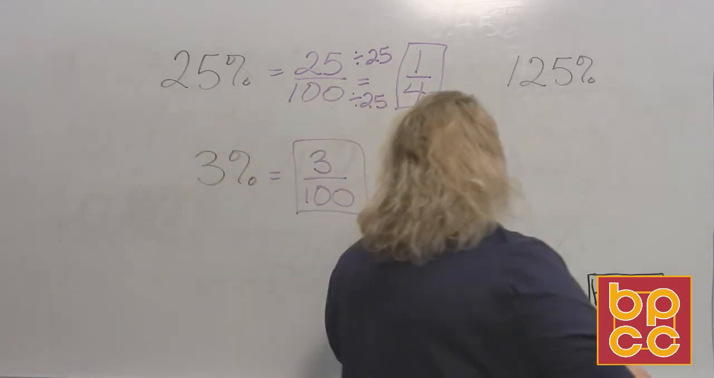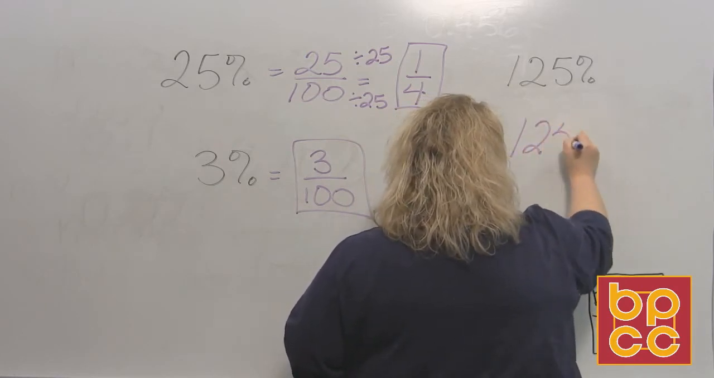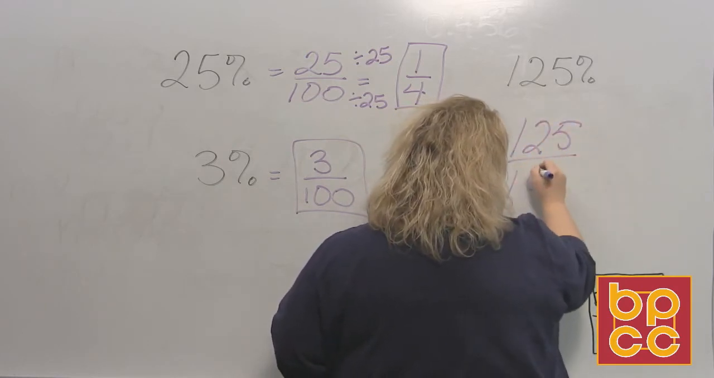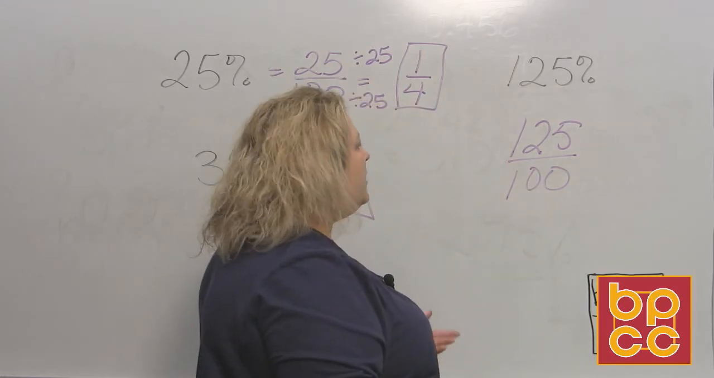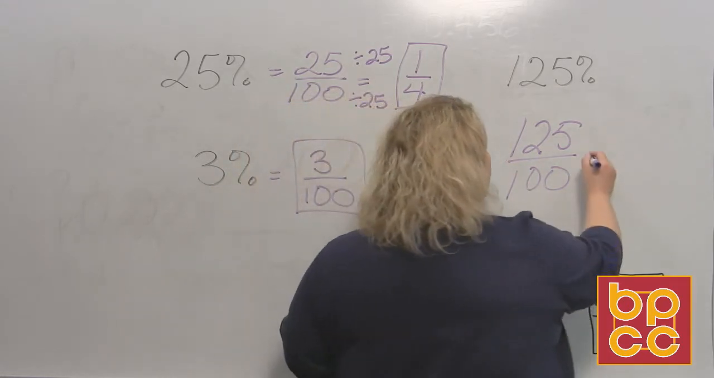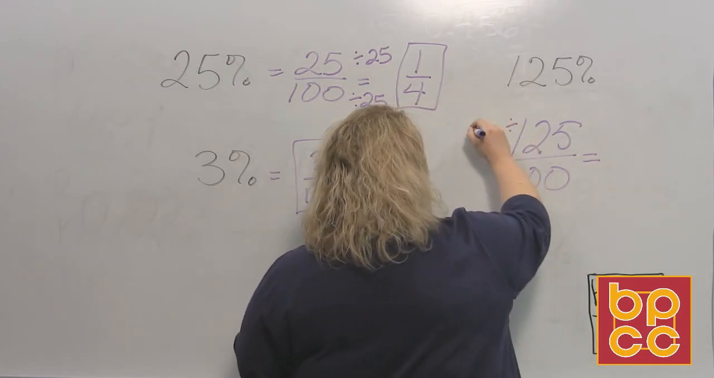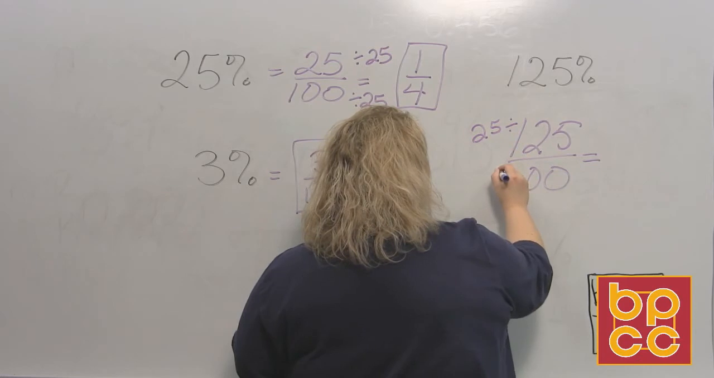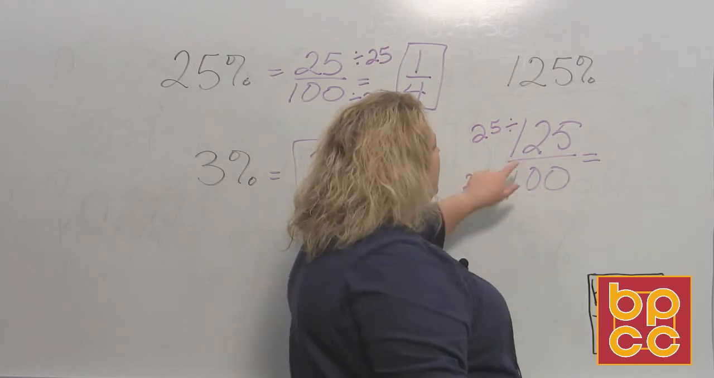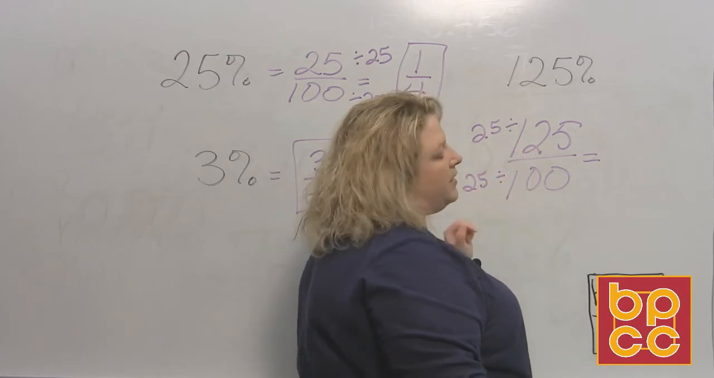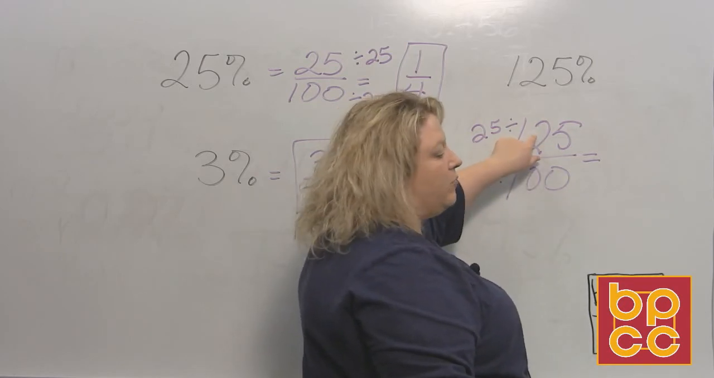Okay, then I have 125%. So I'm going to take 125 and put that over 100. Now you'll notice this is an improper fraction. That's all right. We're just going to reduce it anyway. What can I divide this by? Well, think about money. I can divide it by 25 because that's quarters. If that 125 is like $1.25, how many quarters does it take to make that? Well, it takes 5.